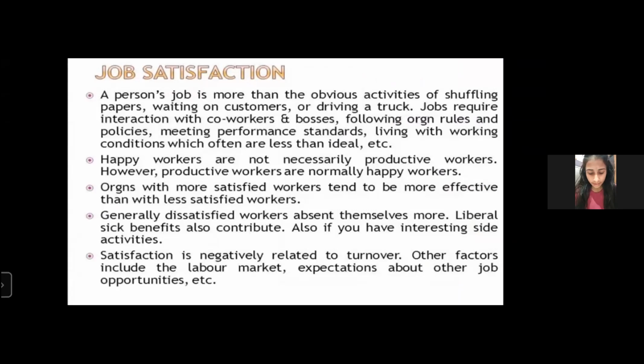Job satisfaction is the feeling and perception of a worker regarding his or her work and how well they fit in an organization. It indicates the extent of employees' negative and positive feelings towards their job and organization. Organizational behavior tries to improve it. A person's job is more than the obvious activities of shuffling papers, waiting on customers, or driving a truck. A job requires meeting performance standards and living with working conditions which are less than ideal, etc.